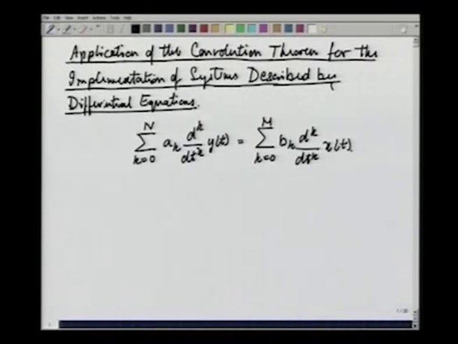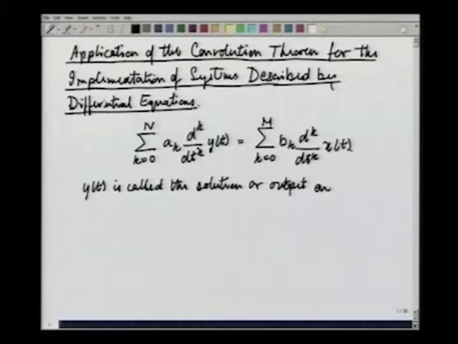Just to recall the terminology, let us remember that y t is called variously the solution or output, and x t is called the forcing function or input.